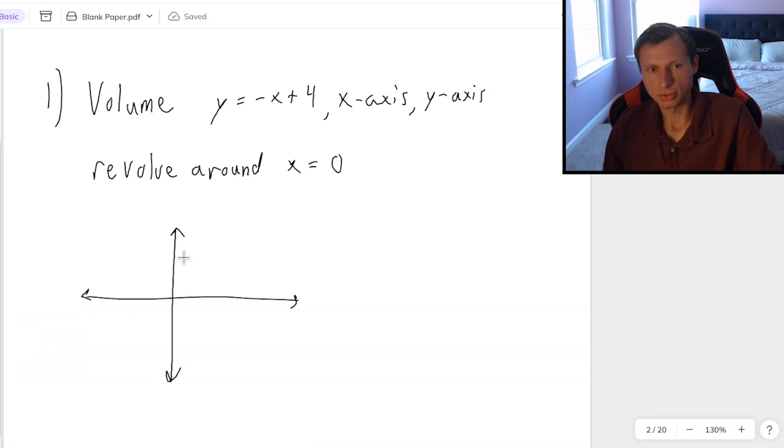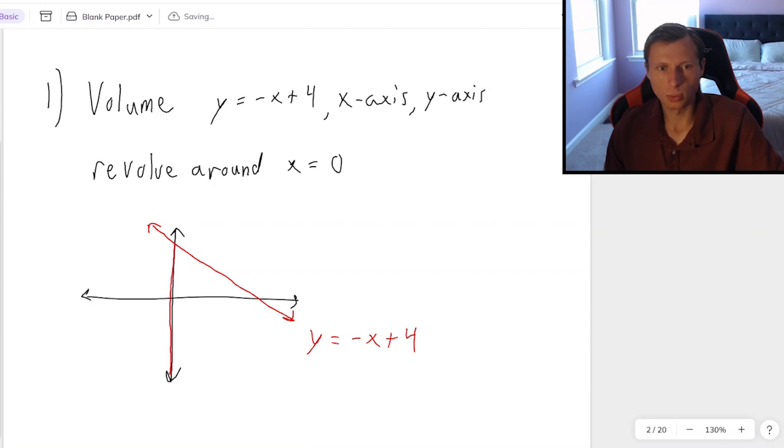Y equals x plus 4 is going to be a function that looks like this. Excuse me, negative x plus 4. And then the x-axis and the y-axis, really that's just x equals 0 and y equals 0. And I'm a big fan of labeling that as such, because the equations x equals and y equals are really what matters here. So I can clearly see my area there.